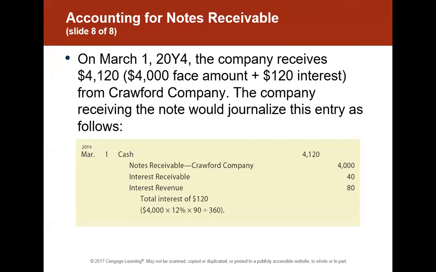The total interest was $120. So if we've already recognized 40, we need to recognize the remaining 80. So 120 minus 40, we have remaining interest revenue of $80 to recognize. Another way to look at it is this total note was 90 days, so the total interest is $120. We recognized 30 days worth, which is $40. So then we would just calculate 60 days in the current year, from January 1 to March 1st. 60 days worth of interest is $80 of revenue.